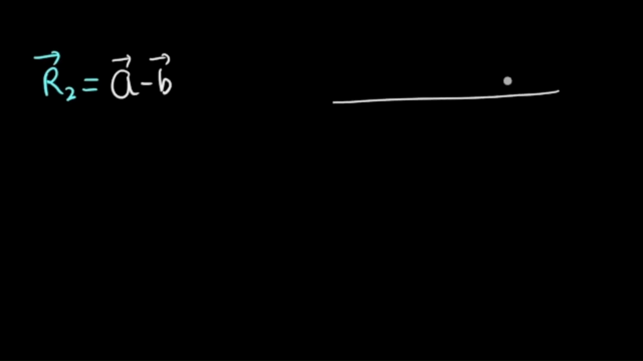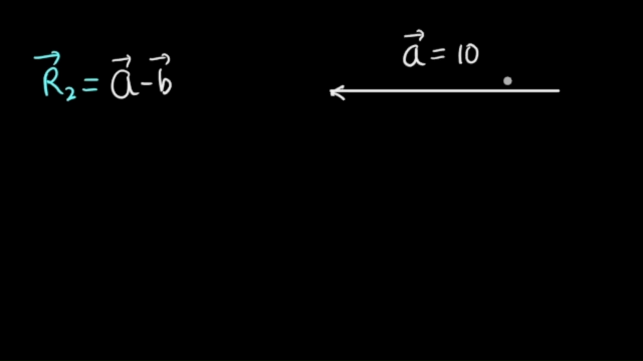So like we said, in the second part of the problem, we're interested in calculating A minus B. Let's call A minus B equal to R2. Now we know that vector A is 10 units long going due west. So here's our vector A. It is 10 units long. I'm just not writing units here to keep the diagram clean and simple.